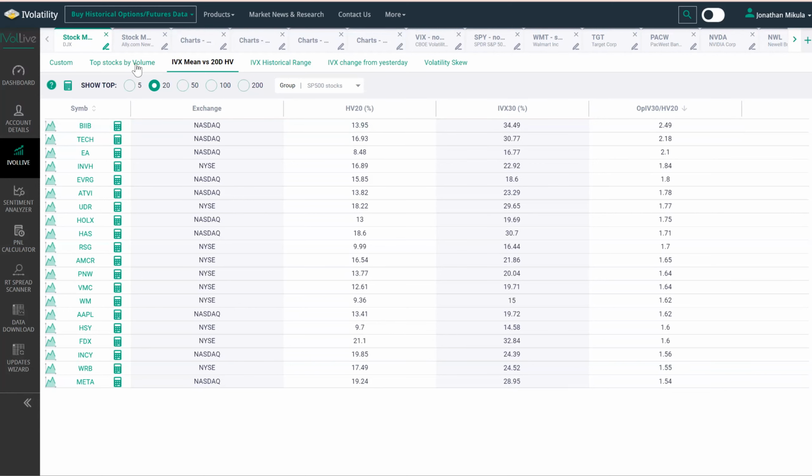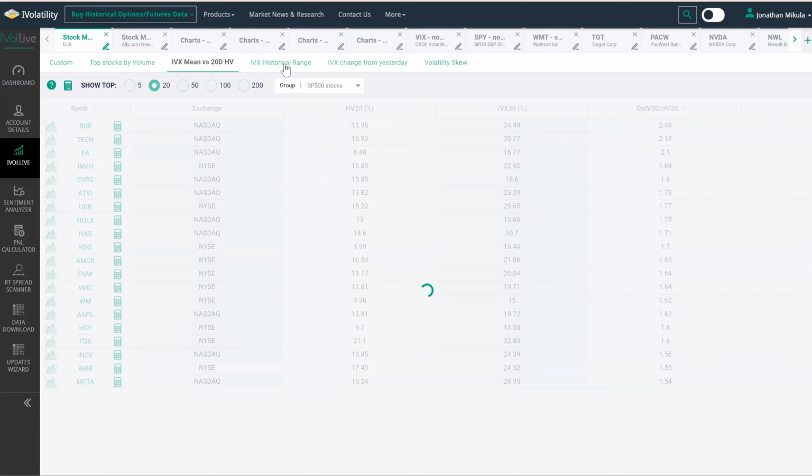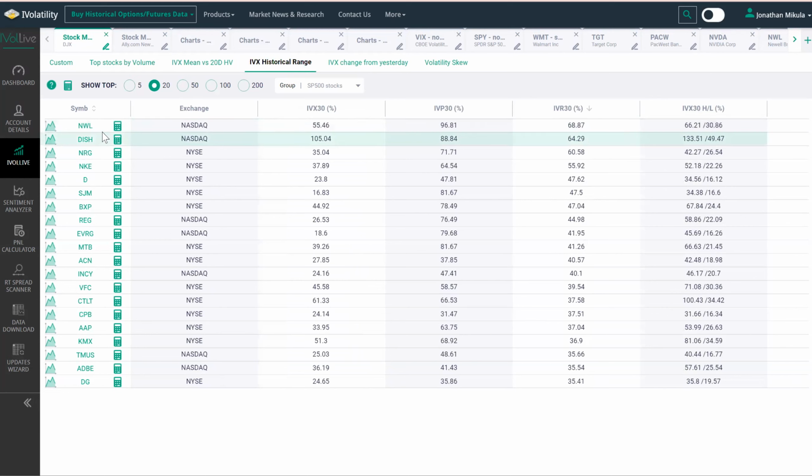This is the first thing I do when I log into IVolLive, out of habit: I just run these screens. And what I'm looking for is interesting names that I'm going to click on or add to a custom group. And then I'm going to run those names through all the charts that we have, and I'm going to look for interesting trading opportunities.